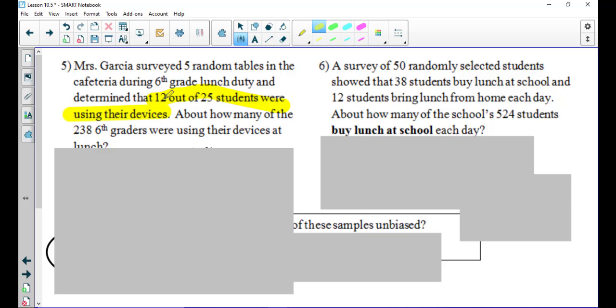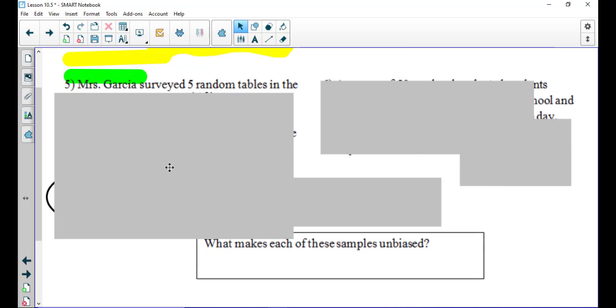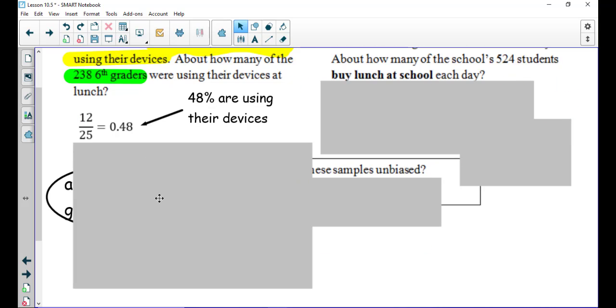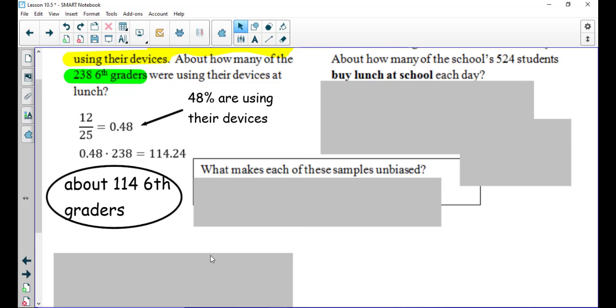Sorry about my not straight line there. We'll try to fix that a little bit. There we go. That's at least a little bit better. That's from my sample, and then my population size is 238 sixth graders. So what I'm going to do, I'm just going to slide this box the whole way down so we can get our solution.